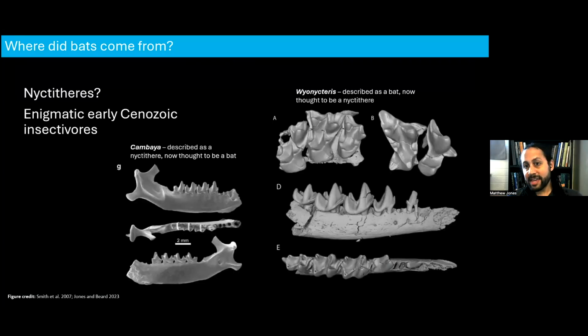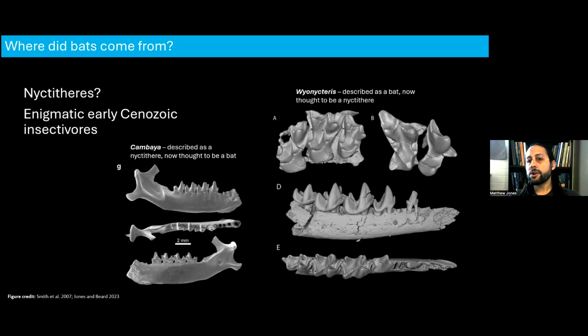So what do we think might be related to bats in the fossil record? There's no real good answer. This is a group that I've been interested in recently that have frequently been confused for bats. They're only known from teeth and jaw fragments, like many early mammals. They're called nyctotheres, and that name means bat beast. Often, members of this group have been thought to be bats. So on the right, you can see Wyonycterus, which was originally described as a bat, and now we think is probably a nyctothere. But Cambea on the left is a bat and was originally described as a nyctothere.